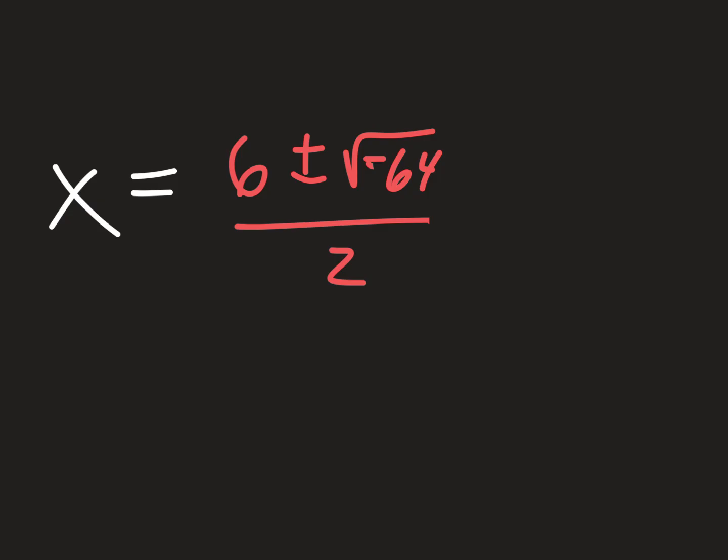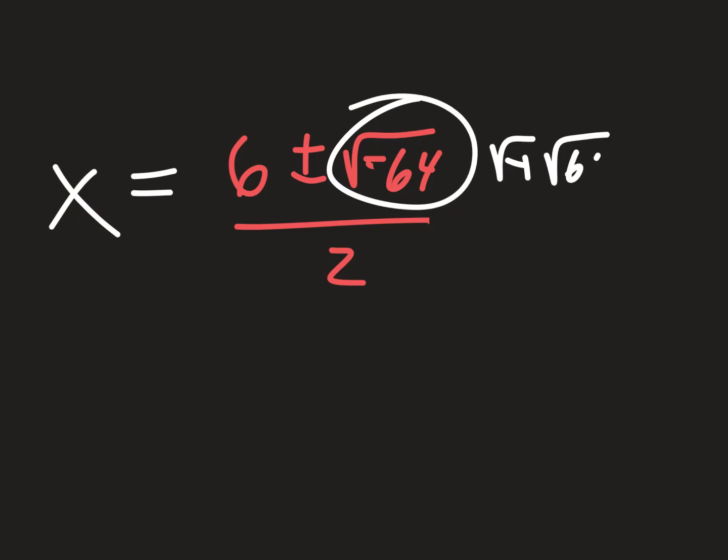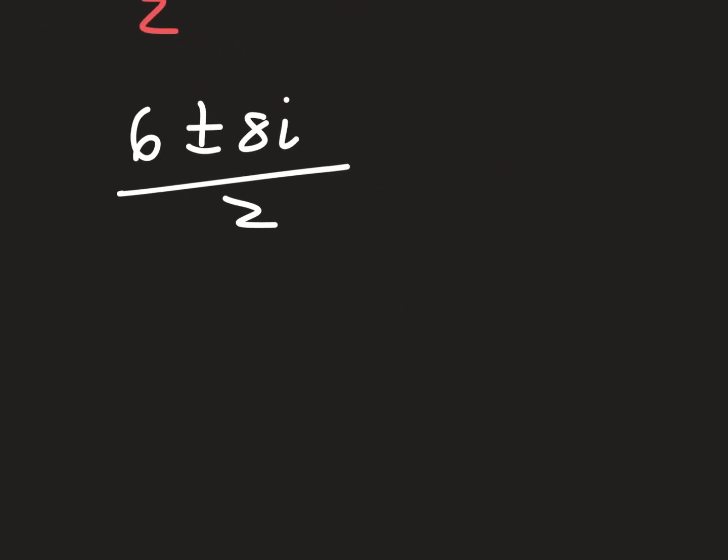The square root of negative 64: well, the square root of 64 is 8, and then you add i, because this is really the square root of negative 1 times the square root of 64, so it's 8i. So we have 6 plus or minus 8i over 2. And then, can you do anything more? Yes, you can. If you got to here, good for you, but you still have to finish it.